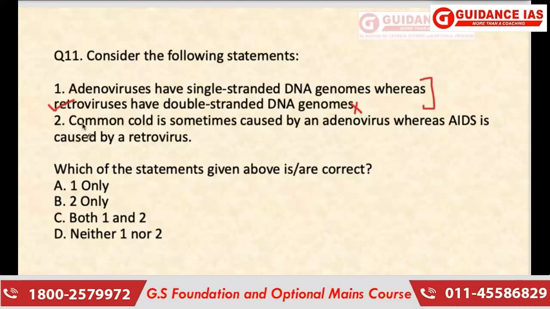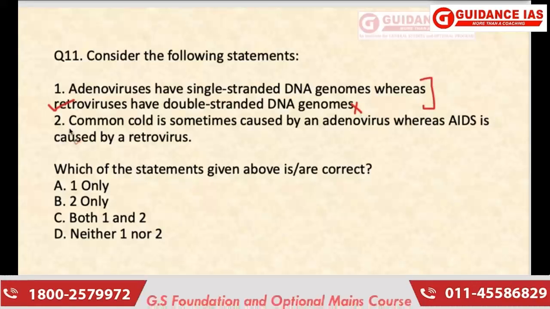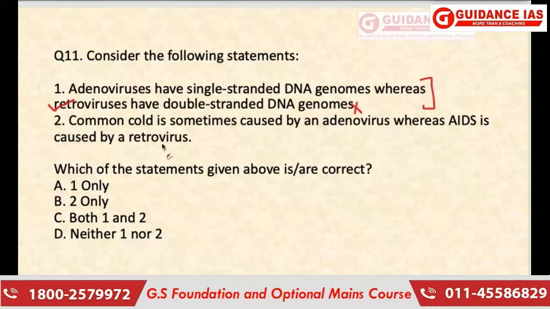Question number 2, option number 2 says common cold is sometimes caused by adenovirus, whereas AIDS is caused by retrovirus.